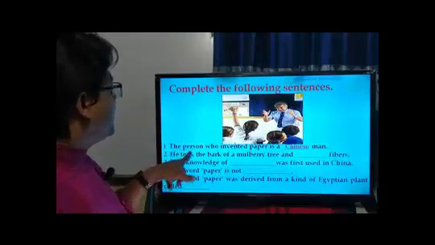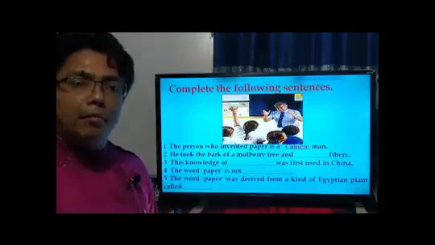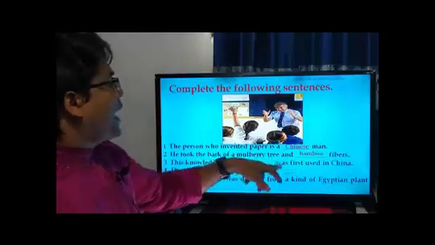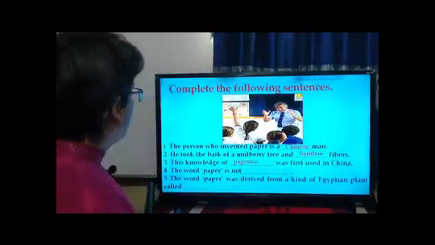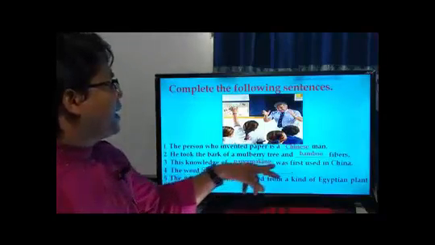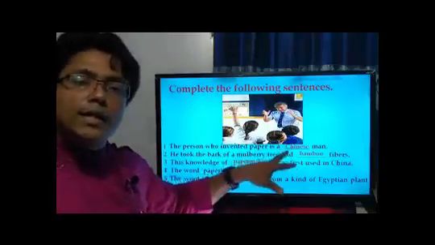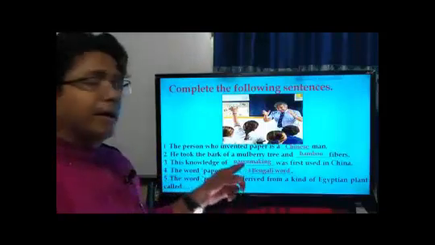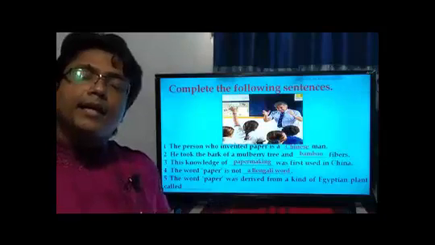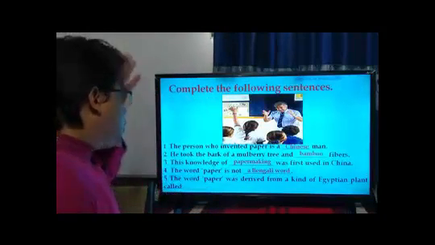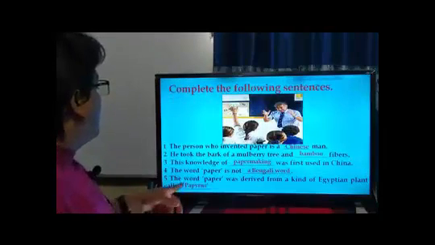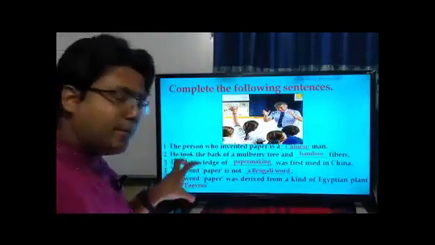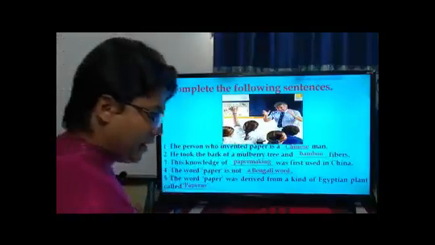Now, here you see the answer. The person who invented paper is a Chinese man. Understand? Now, another one. He took the bark of a mulberry tree and bamboo fibers. Now, this knowledge of paper making was first used in China. These words are appropriate to fill in the blanks. After that, the word paper is not a Bengali word. Of course, paper is an English word, isn't it? So, next one, papyrus. It means an Egyptian plant called papyrus. From this plant, paper has been invented.